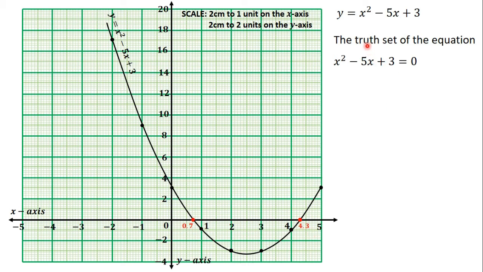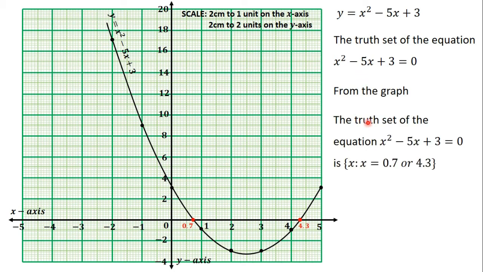But the question said we should write our answer as a truth set. So we will say that from the graph, the truth set of the equation x squared minus 5x plus 3 is equal to 0 is S such that x is equal to 0.7 or 4.3. Let's go on to the next question.